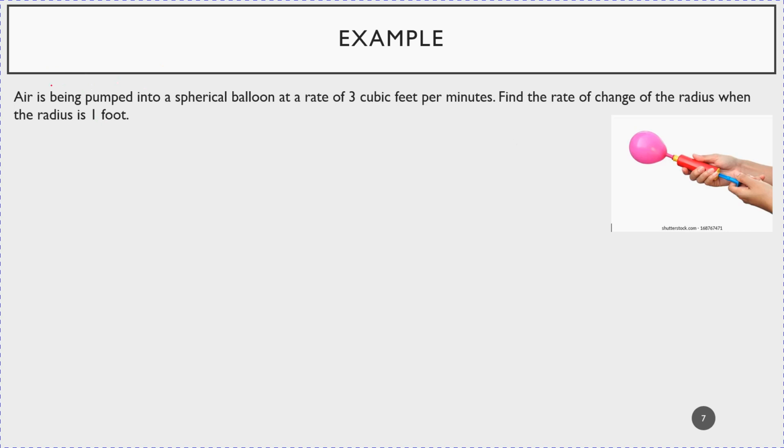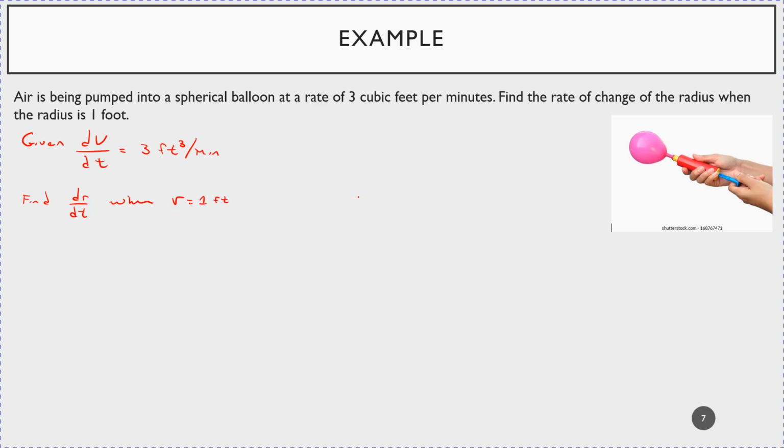Okay, so first off, what are you given? You're given the rate of change of the volume, okay? So you're given dV/dt, the rate of change of the volume. And this is 3 cubic feet per minute. And they want you to find the rate of change of the radius. They want you to find dr/dt, the rate of change of the radius, when the radius is equal to 1 foot.